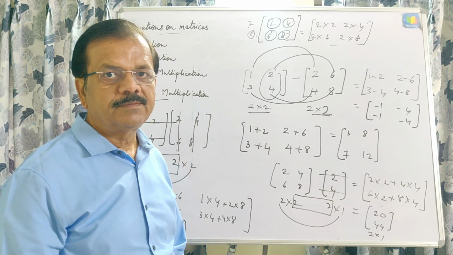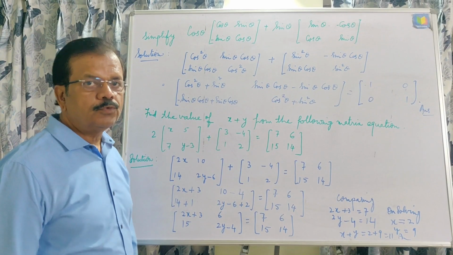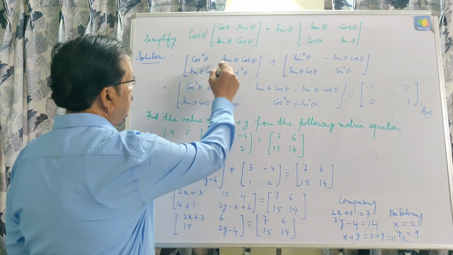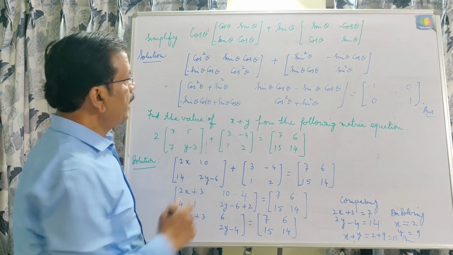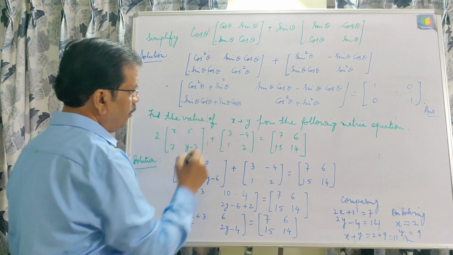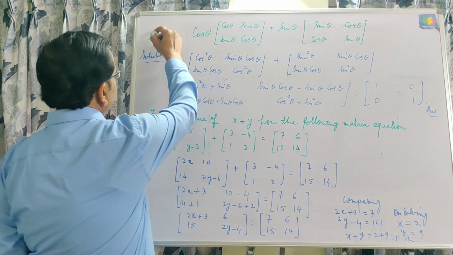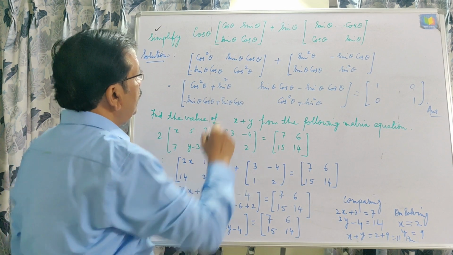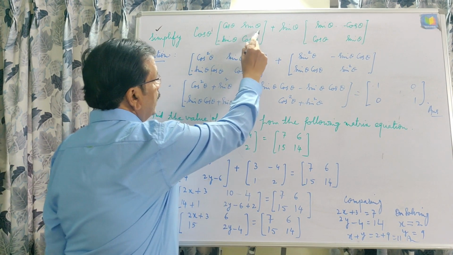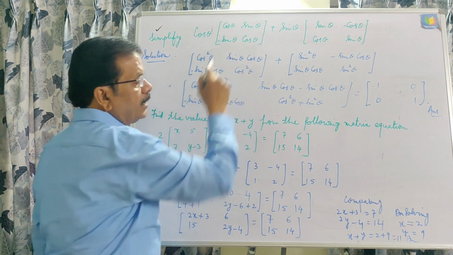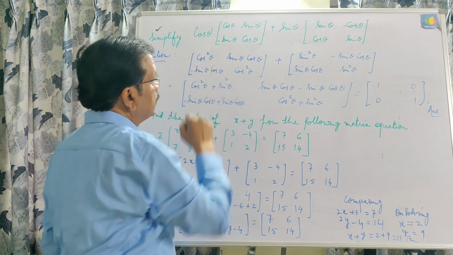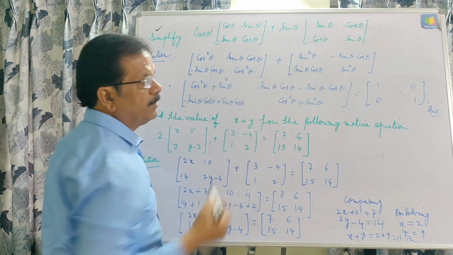Now questions. These two questions are related to addition of matrices and scalar multiplication of a matrix. In this first question, you can see we are given the matrix cos theta, sin theta, minus sin theta, cos theta, multiplied by cos theta. In the same way, the second one is given.